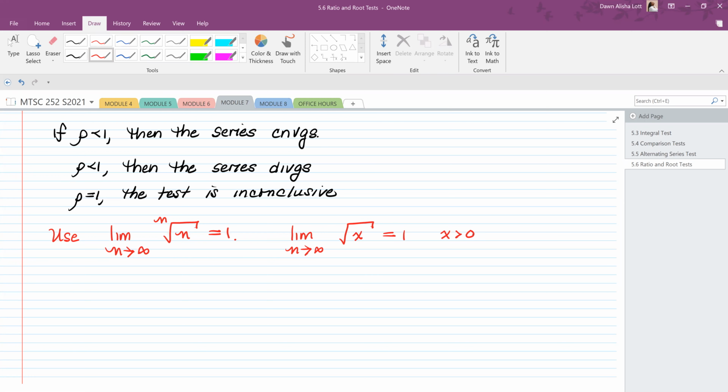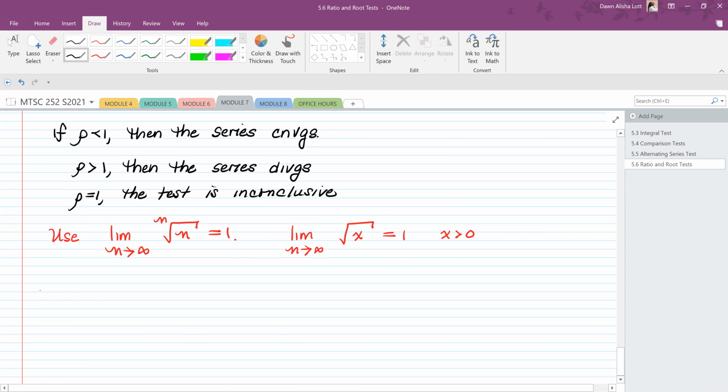Dr. Lott, you have 2p is less than 1. All right. P is, and that's rho actually, but that's good. I'm fine with that. If it's greater than 1, then it diverges. Okay. All right. So let's look at this.